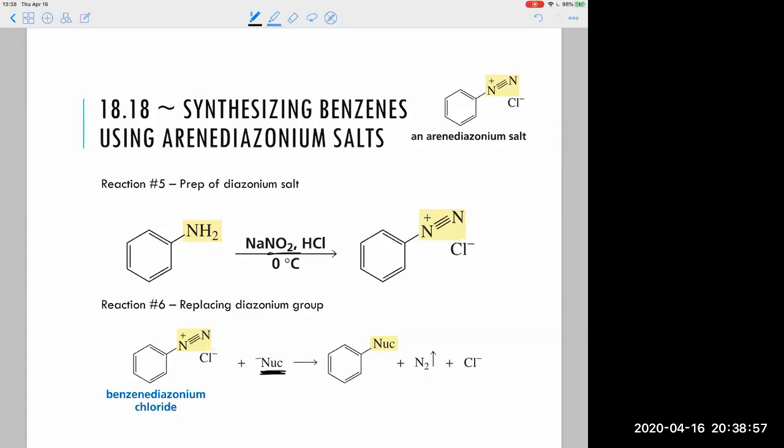Okay? And again, it's because this guy right here is a great leaving group. It will pop off as nitrogen gas. Nitrogen gas is very entropically favorable because it's a small gas molecule. It's also got an incredibly low free energy. So basically it's a really good leaving group.